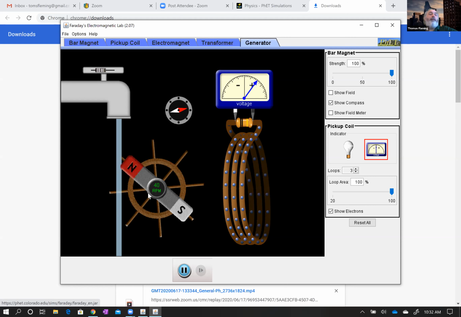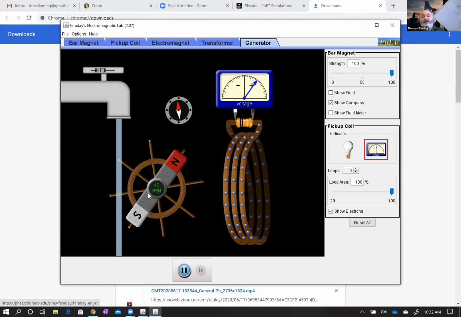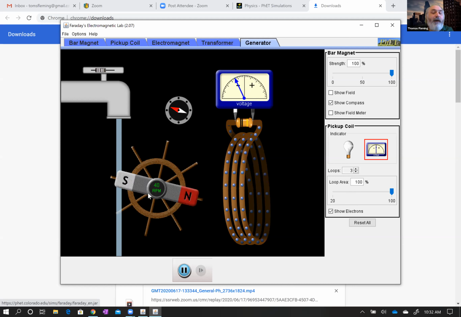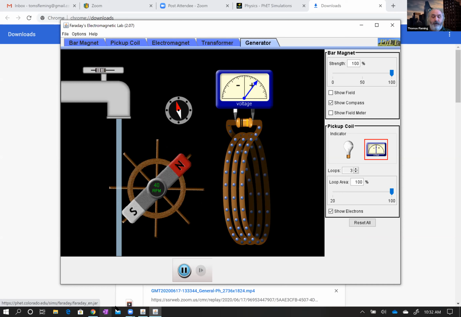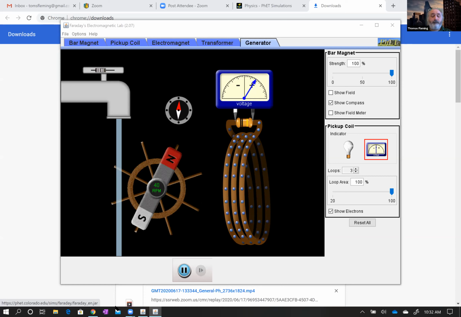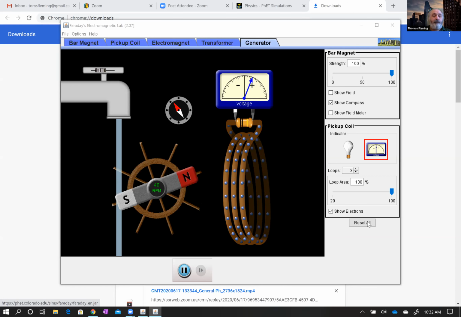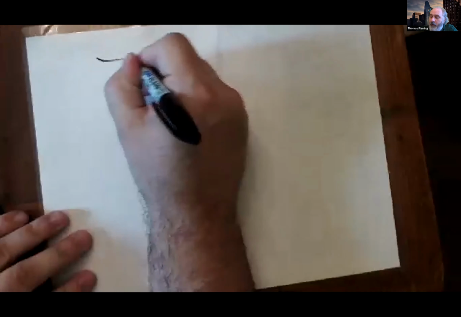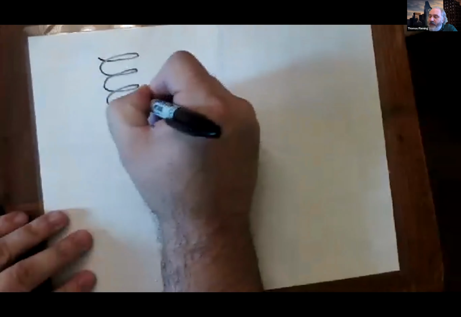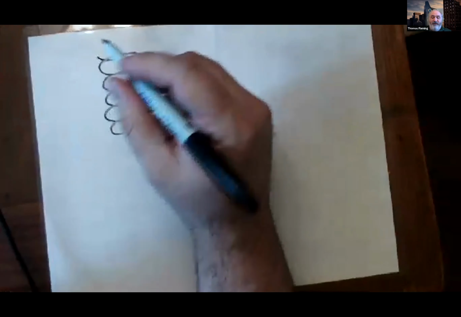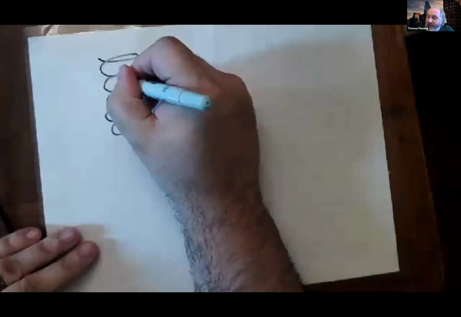Now, let's put some math to this. Let's imagine I've got this silly generator, and I want to figure out how big these voltages are. Well, I can do that easily enough. So if I've got that generator scenario, and I've got some kind of coil, and then inside that coil, I've got a spinning magnet.